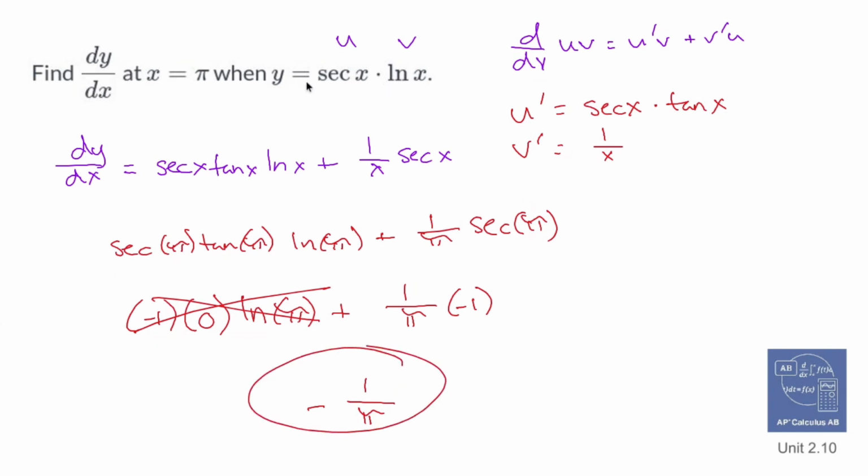So we used product rule to figure out this stuff. We plugged in pi a bunch of times. We really only needed it once. And yeah, that's our answer. Fun stuff.